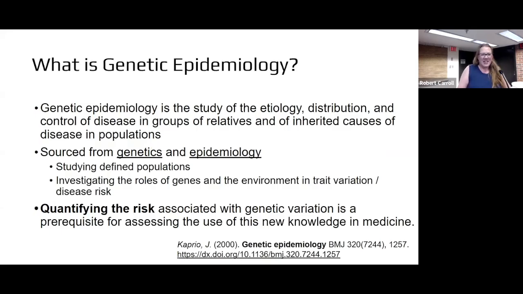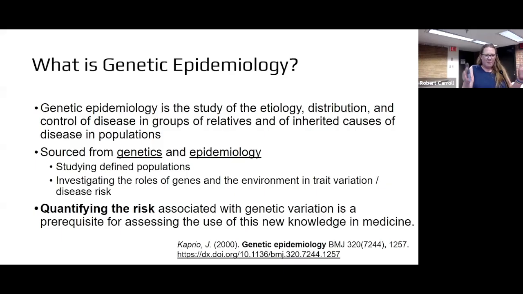All right, so what is genetic epidemiology? For the next two slides, I'll take a couple of quotes from resource papers that really set forth what the field is. Genetic epidemiology is the study of the etiology, distribution, and control of disease in groups of relatives and of inherited causes of diseases in populations. Sourced from Genetics and Epidemiology.